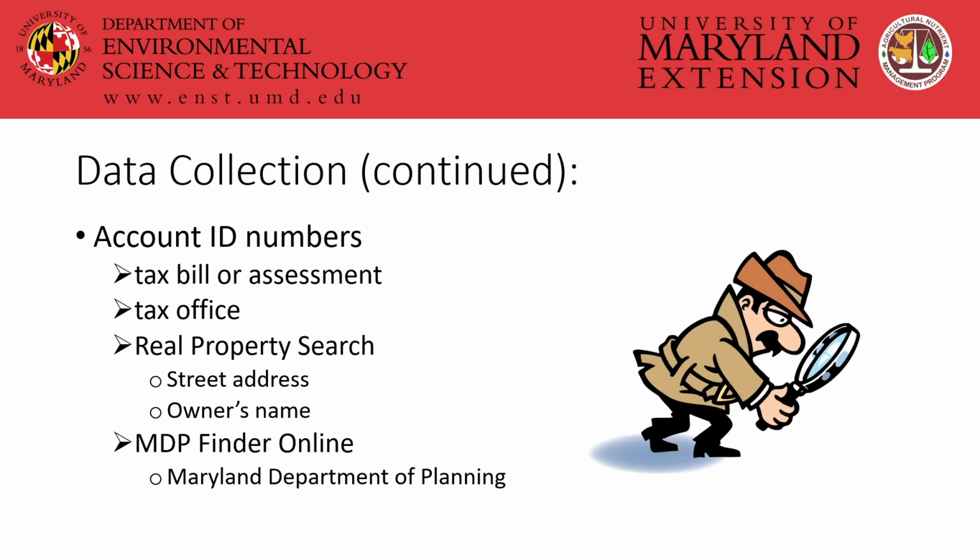The account ID number is one critical item you have to track down. MDA is very particular that you have correct account ID numbers and you have all of the account ID numbers for the properties that are being farmed. Luckily, we have some easy ways to find this. The harder ways would be to actually get the tax bill or go to the tax office. No one wants to do that. I much prefer, there's 2 online tools you can use. My favorite is this Finder Online tool.